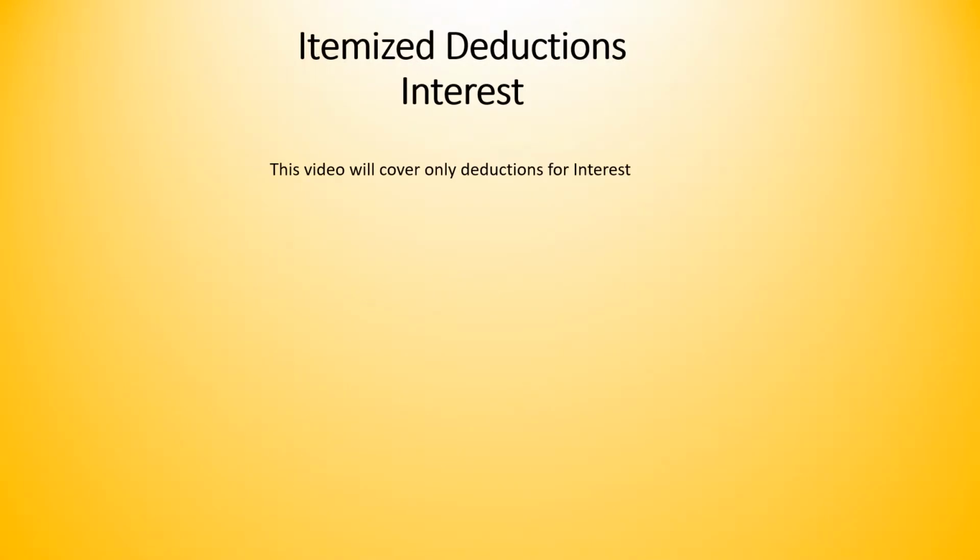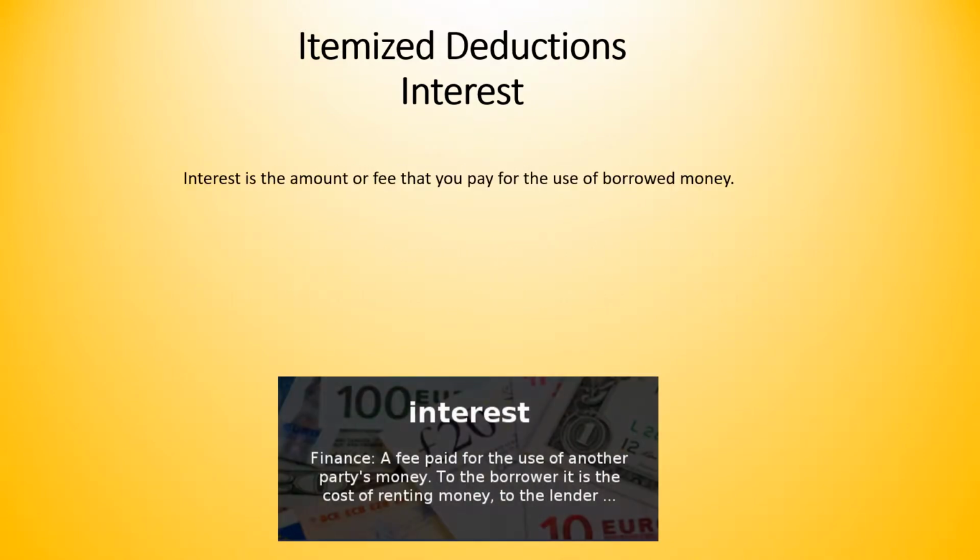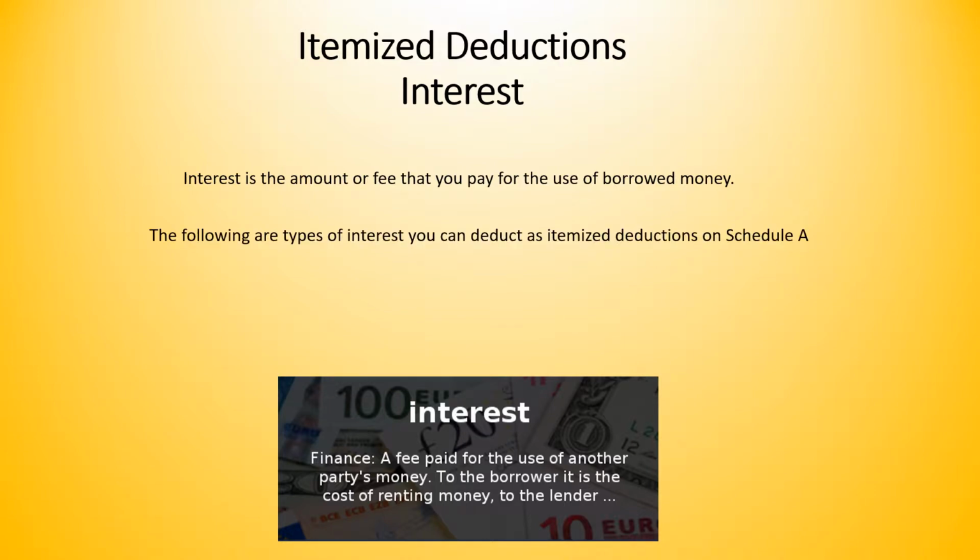This video will only cover deductions for interest. You can check out my other videos to get information on the other types of itemized deductions. The list of other videos in this series can be found in the description under this video. Interest is the amount or fee that you pay for the use of borrowed money. The following are types of interest you can deduct as itemized deductions on Schedule A: home mortgage interest, including certain points, and investment interest.